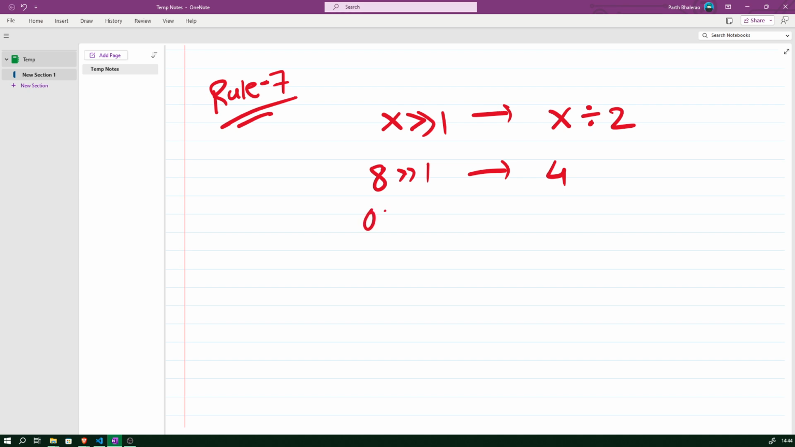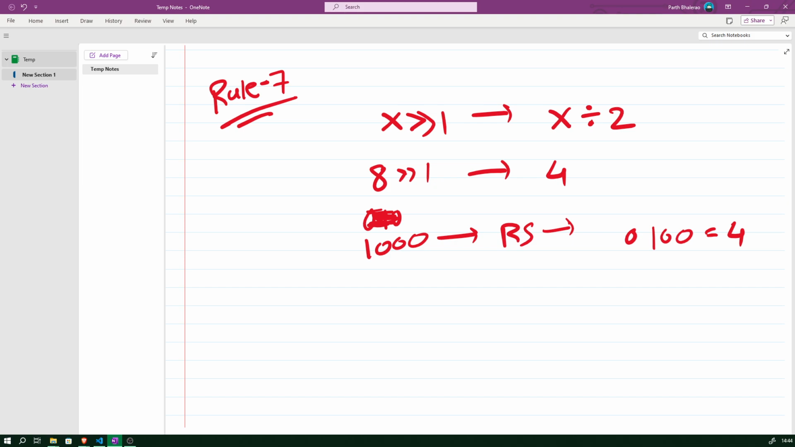What is 8? 8 is actually 1000. And if you do right shift by 1, it would become 0100. And this is nothing but 4.